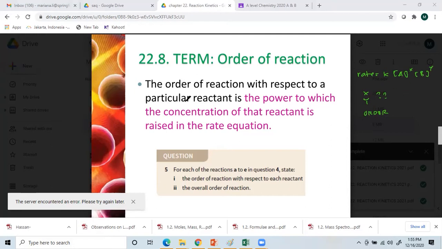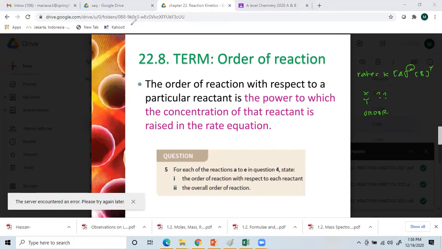Okay, so what is the definition of order? It is the power to which the concentration of the reactant is raised in the rate equation. So once again, order of reaction is the power to which the concentration of reactant is raised in the rate equation.